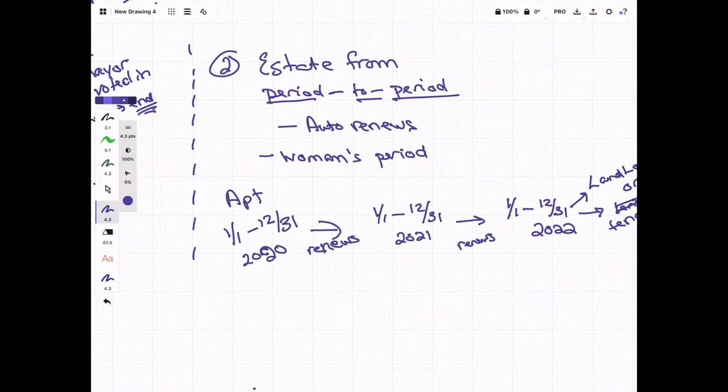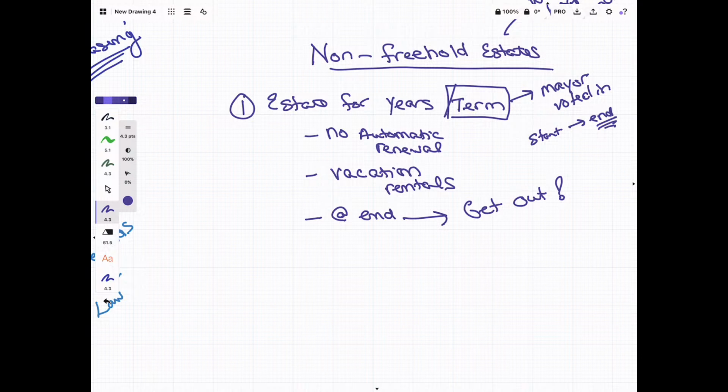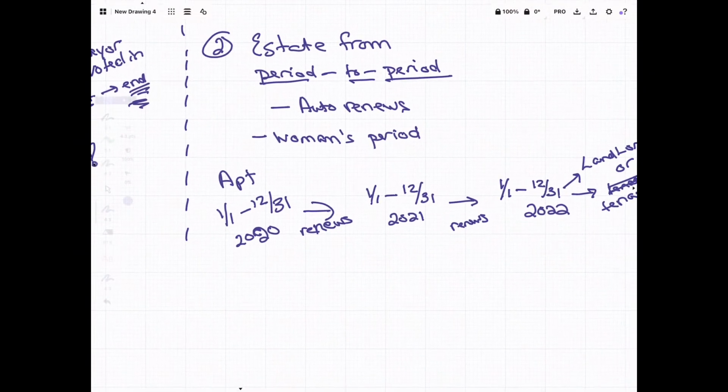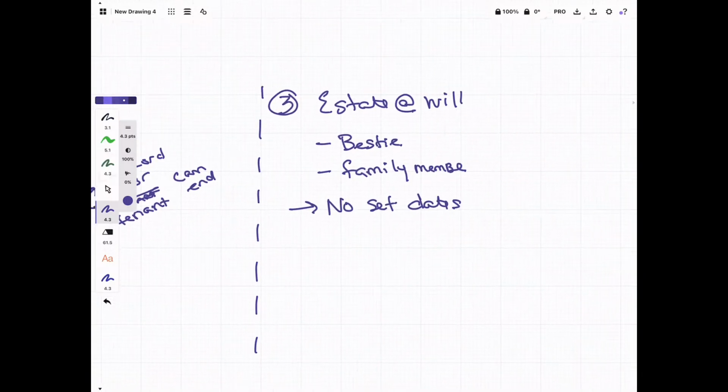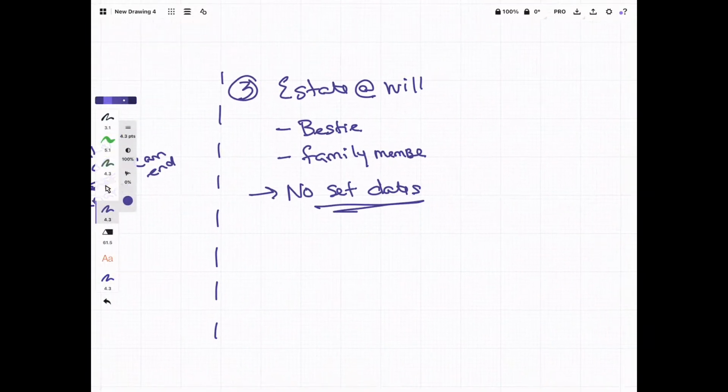Think about it. In the estate for term, there was an end. There's a start and an end. One term, you know the dates. It never automatically extends. In an estate from period to period, you have a start date and an end date. You have a start date and an end date. Those are periods of time. But my brother did not give me any dates. He just moved in and wouldn't leave.